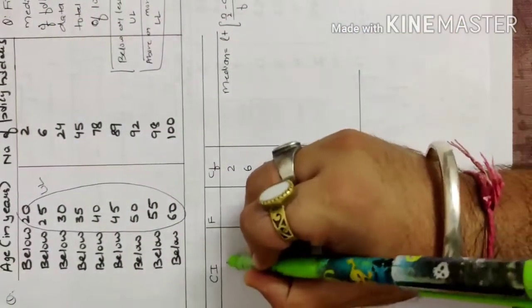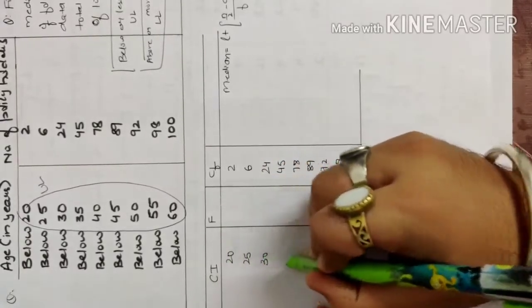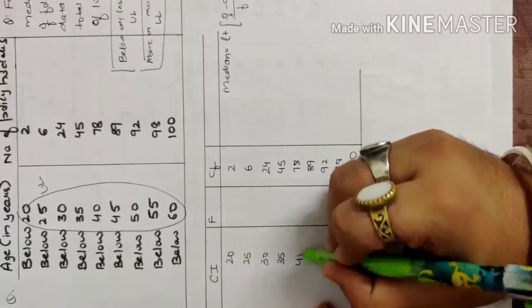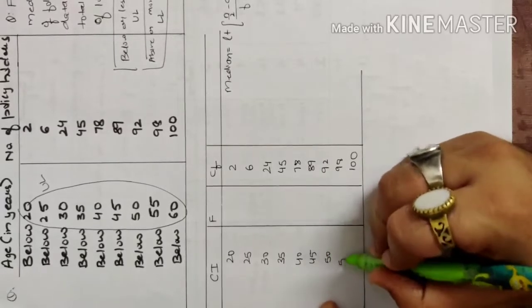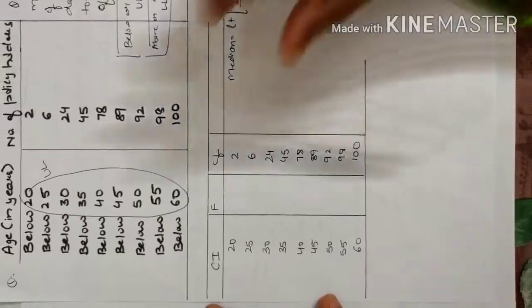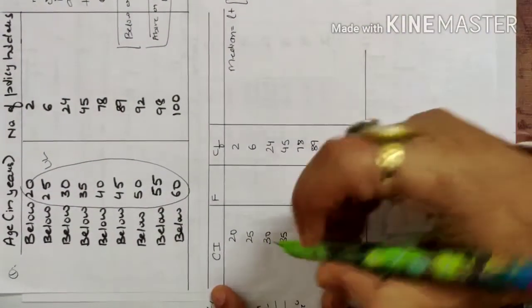So these are 20, 25, 30, 35, 40, 45, 50, 55 and 60. So clearly we have marked all our upper limits. Now we need to mark the lower limits.